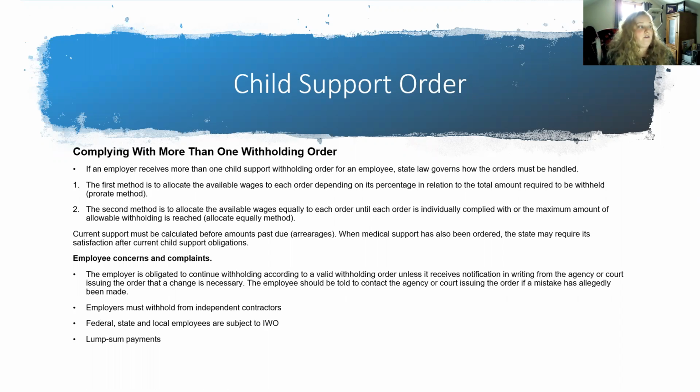It gets more complicated when you have one or more withholding orders. If an employer receives more than one child support withholding order for an employee, state law governs how the orders must be handled. Again, state law governs that. So you need to make sure that you're following the laws of whatever states are applicable. The first method is to allocate the available wages to each order depending on its percentage in relation to the total amount required to be withheld. The second method is to allocate the available wages equally to each order until each order is individually complied with or the maximum amount is reached. And that would be allocating equally between the multiple orders. So again, you want to make sure that you're following the laws for your state.